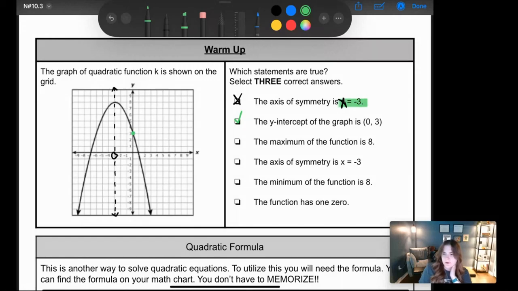All right, let's see. The maximum of the function is 8. Remember, the maximum is where the tip top of our graph is. So let's see. Here's the tip top of our graph. And it looks like it is at 8. So true. So we already have 2 correct answers. We need 1 more. The axis of symmetry is at x equals -3. Well, look, we already said that. So you know that's true.